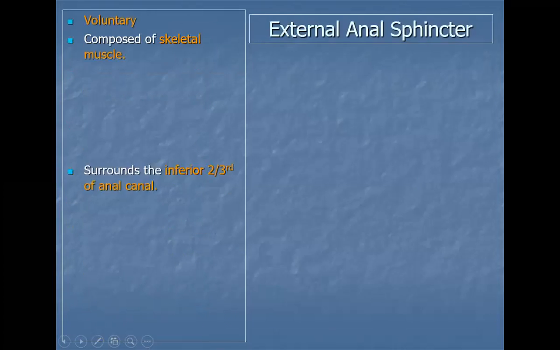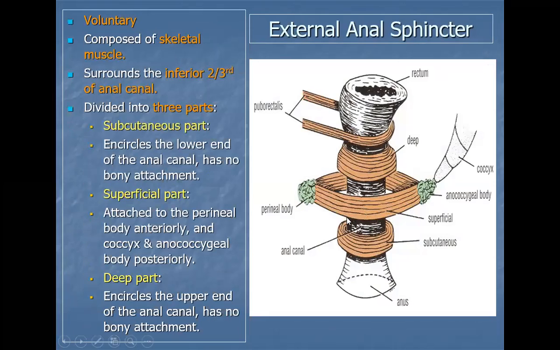Deep is inside. Okay. Now you can see this picture here. Here also you can see the subcutaneous. This is the anal canal. The subcutaneous part is outside, just below the skin, and this is the superficial, and this is the deep. The subcutaneous part encircles the lower end of the anal canal and has no bony attachment. If you see here, there are no bones attached. It is just the circular muscle fibers around the opening.